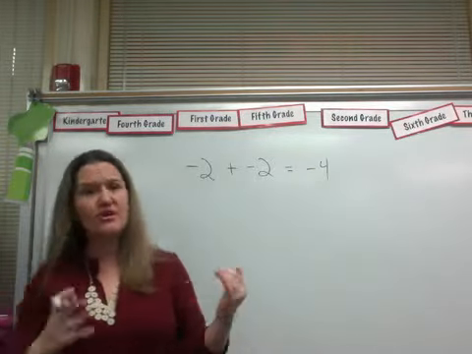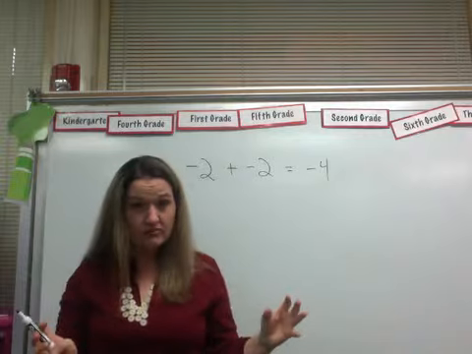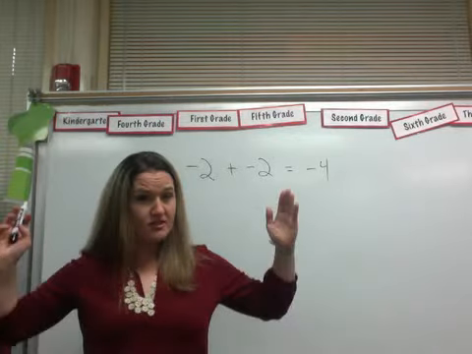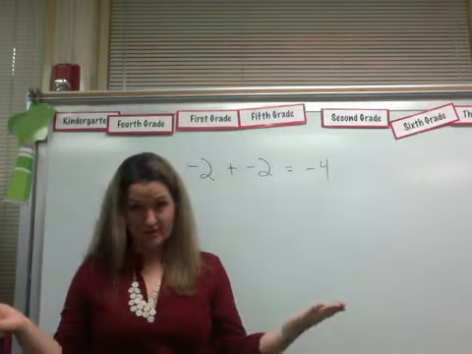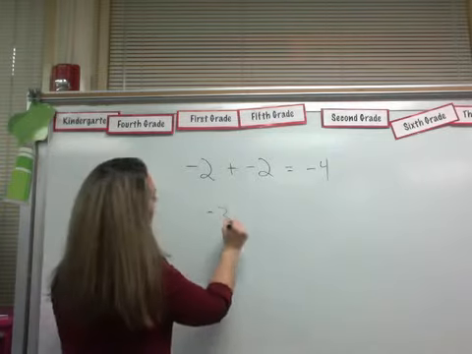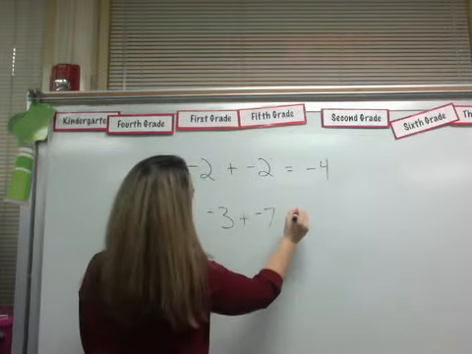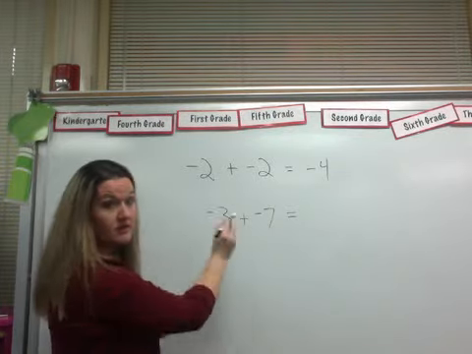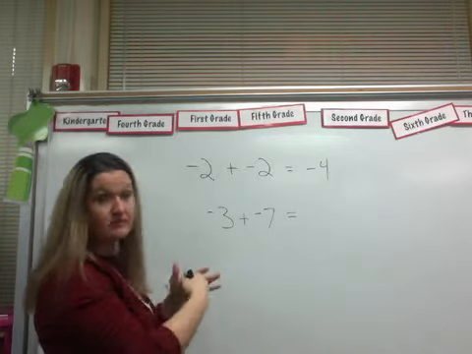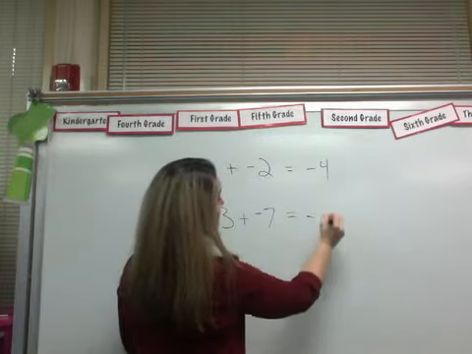Another way to think about this is if they're both negative, then just add the numbers together, and then my answer is negative. Negative 3 plus negative 7. Both negative, so then I just add the numbers. 3 plus 7 is 10, and my answer is then going to be negative.